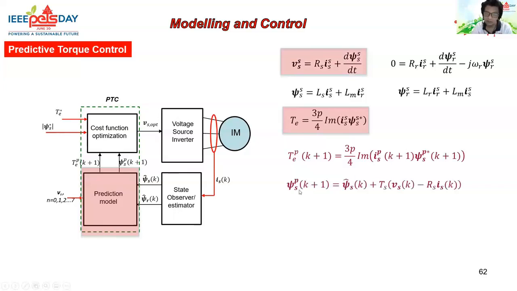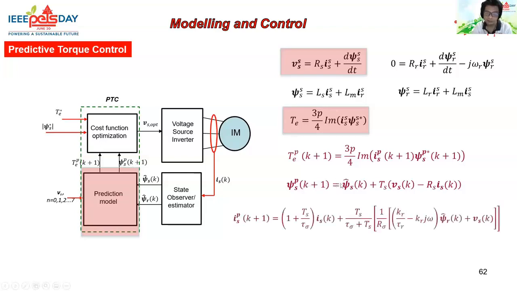Now, the predicted value of the stator flux is obtained from the same equations, but instead of using the previous values of the stator flux, we use the estimated values of the stator flux, which means that we can obtain the predictions of the stator flux there. To predict the current is not that straightforward.